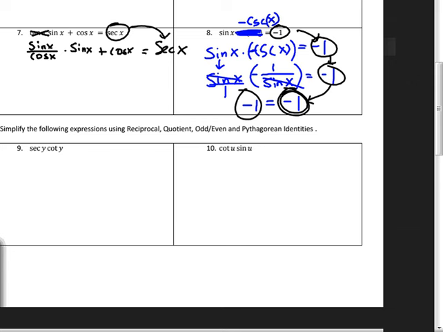Do you get that there's a sine times a sine in this problem? What does that make? Sine squared. Let's do that. Sine squared of x over cosine x plus cosine x. And again, we can keep this the same. Now, there's cosines in both of those. It seems like I should be able to factor those out somehow.